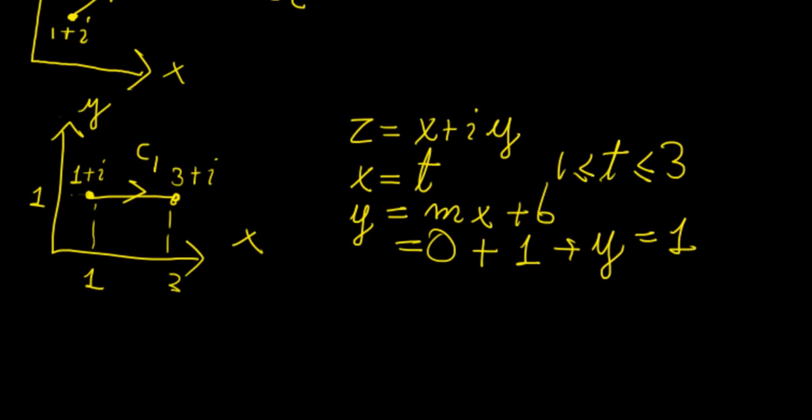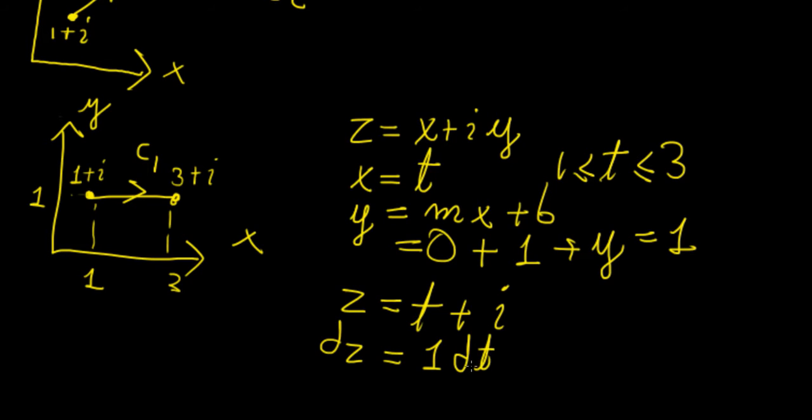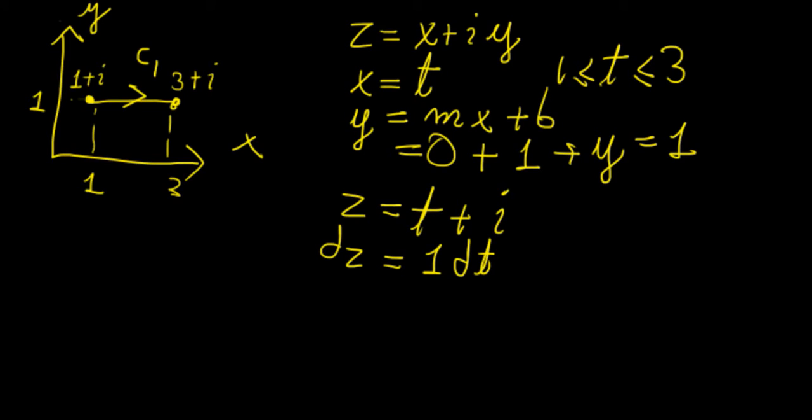Now that we have defined that, we can finally write our expression for z, which is z equal to t plus i, because y is just 1. Then dz is the derivative of this with respect to t, which is 1, and the derivative of the constant is 0, so dz is just going to be 1 times dt. That's very straightforward. Now we're going to plug that back into the integral. We're going to evaluate the same integral, but with respect to the curve C1, which is this one.